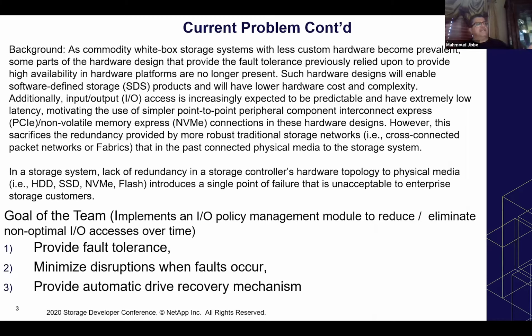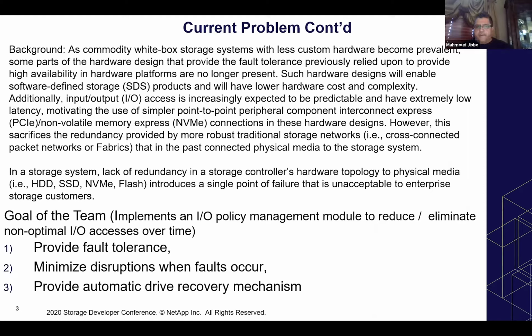such implementation sacrifices the redundancy provided by more robust storage networks like cross-connection, packet or fabric, which in the past connected media to the storage system. In a storage system, lack of redundancy in a storage hardware to physical media like HDD and SSD introduces a single point of failure, which is not acceptable to enterprise storage customers.